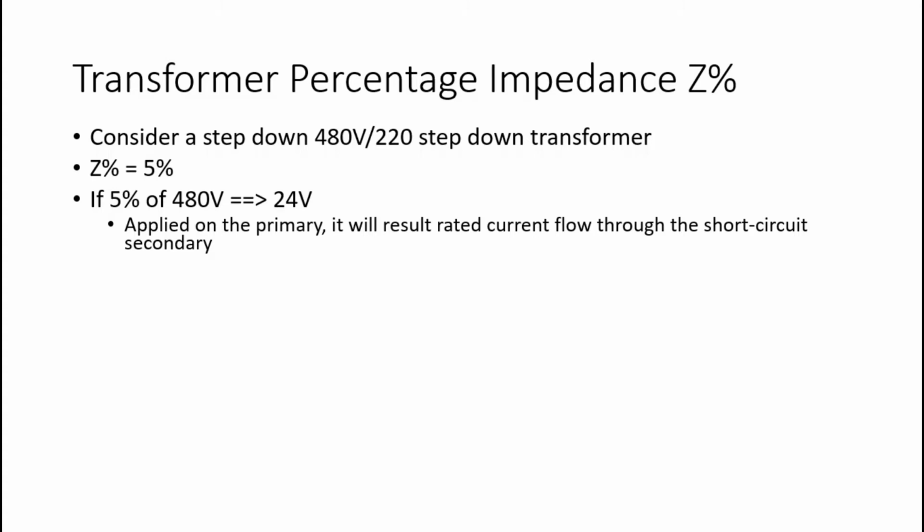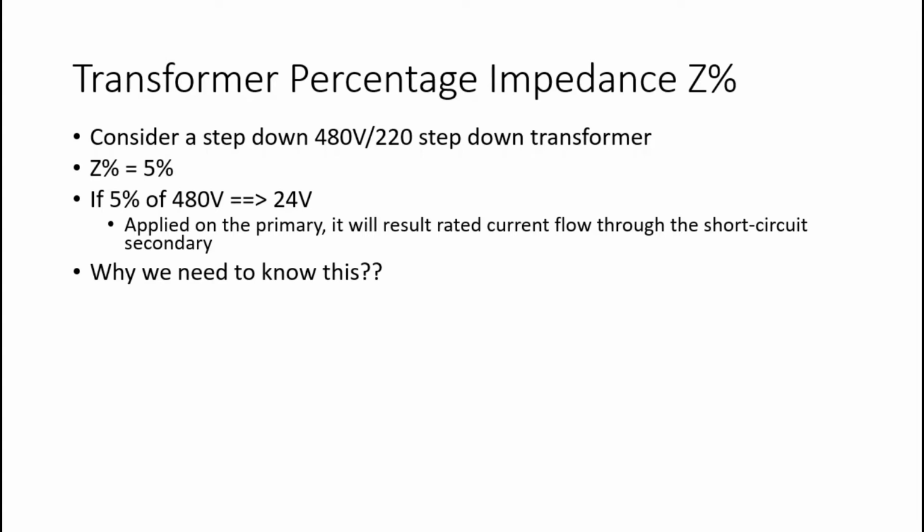Okay, it is the percentage of the voltage applied at the primary, and you get the rated electrical current flowing through the secondary when the secondary is short circuited. Okay, I understood. Then what is the aim of understanding this? Let's explain this by taking the same example of the transformer which is stepping down the voltage from 480 to 220 volts.